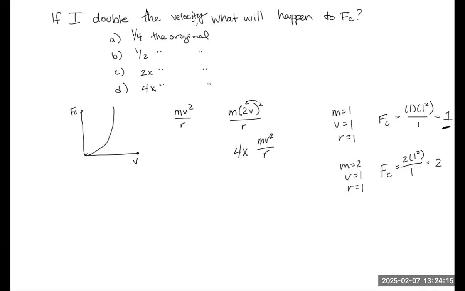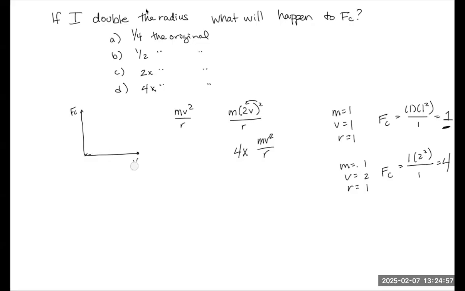And just like before, I could go over here, and if I double, the one that changes is down here. If I double my velocity, my new centripetal force would be 1 times 2 squared over 1, and that is 4. So I would end up with D as my correct answer. It's 4 times the original centripetal force. All right, last one. What if I double the radius? Go ahead and pause. Think about what you think is going to happen.